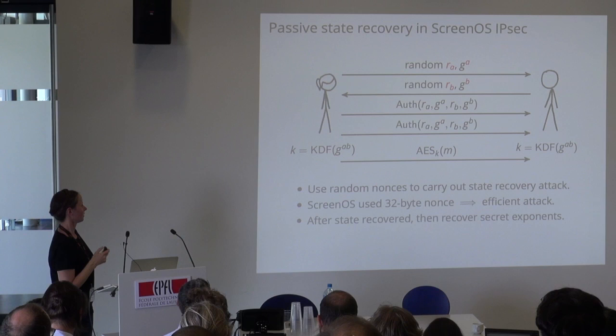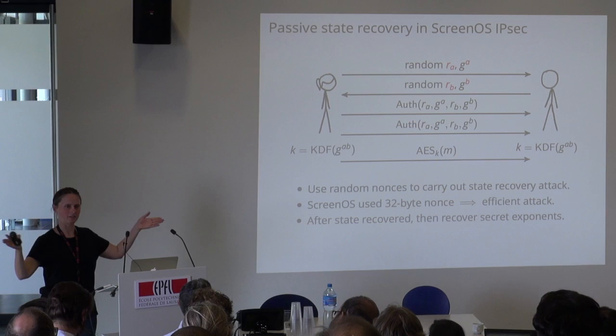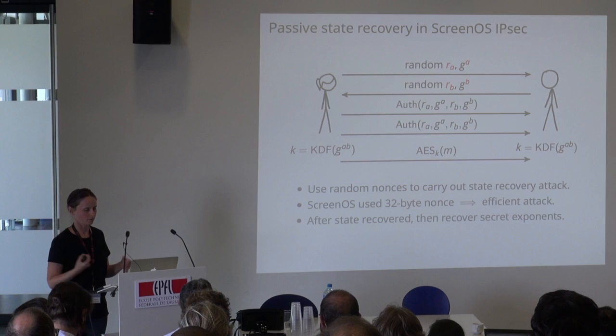ScreenOS actually used a 32-byte nonce, which meant that the attack was extremely efficient, very convenient. In IPsec, you can vary the length of the nonce as you like. And then you can recover the state, recover the secret exponents, and then decrypt the ciphertext.